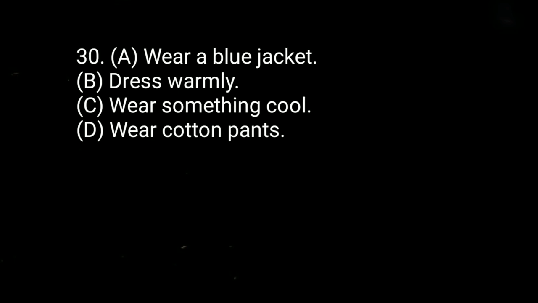Number 30. Do you think the blue jacket would look better with these pants? In this heat, I don't think you'll be comfortable in anything but the cotton one. What does the woman suggest the man do?